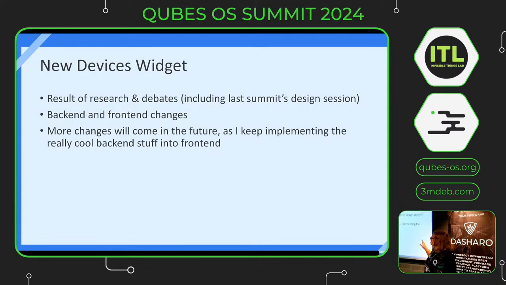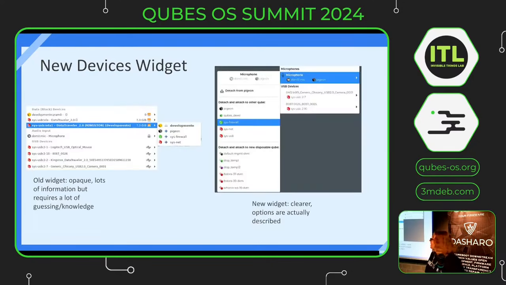Now the changes are mostly, on the front-end side, cosmetic, but more will come in the future. So what we did: the old widget was nice because it packed a lot of information in one spot. The problem is, it packed a lot of information in one spot, and the information was quite contextless.